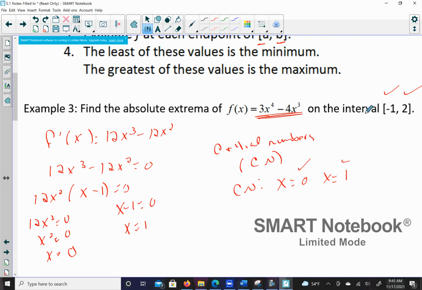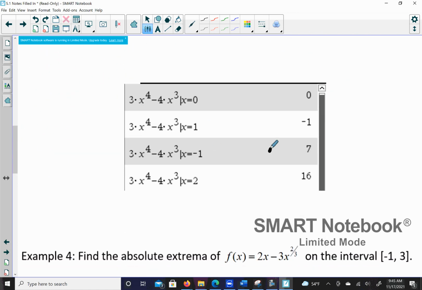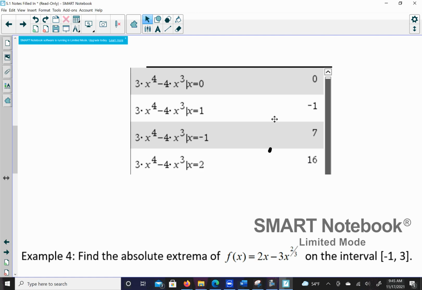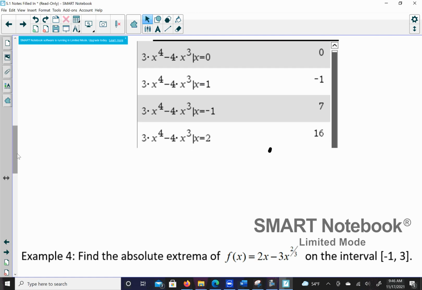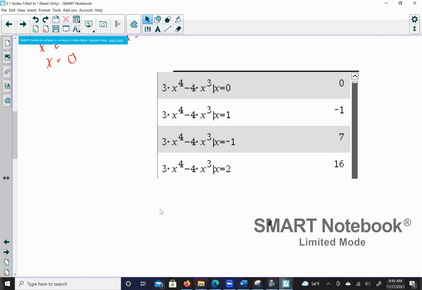So what I did is I put it in my calculator, or you can do a graphing page, whatever you want, and I get these values. I get 0, -1, 7, and 16. So now I'm just looking, what is the smallest number? Well, that's not too hard. This would be my smallest number.